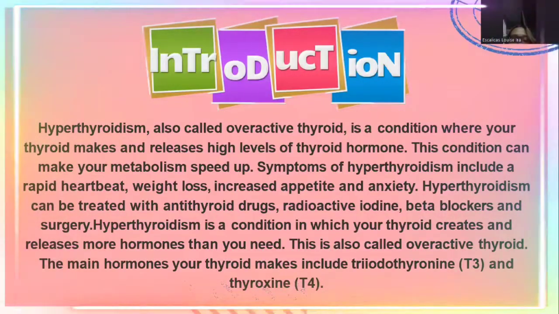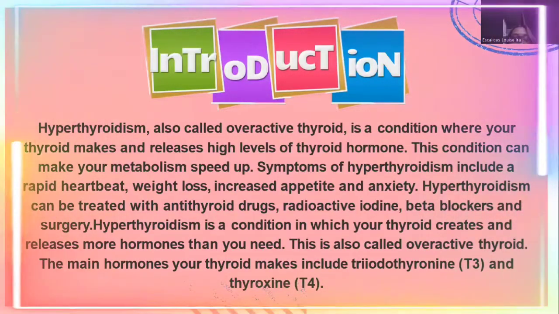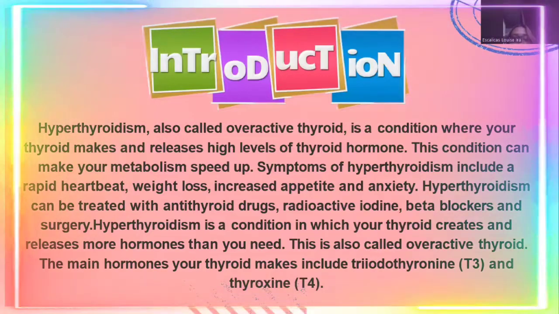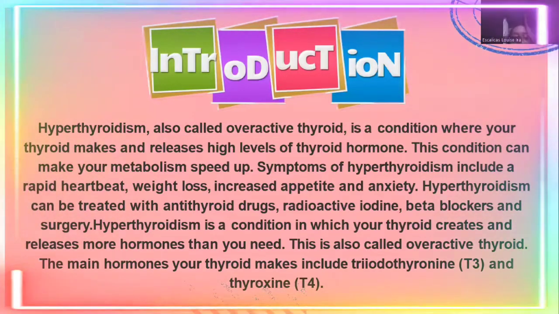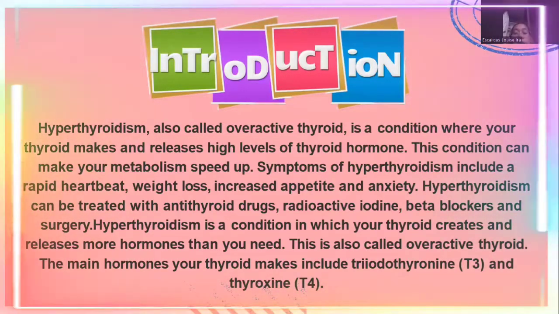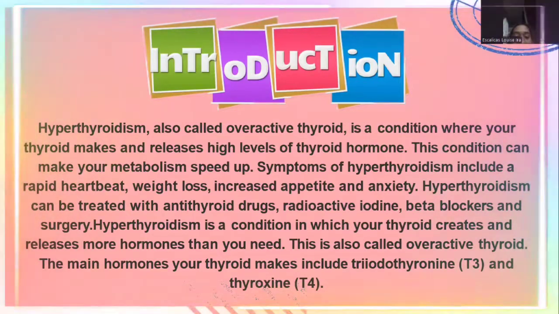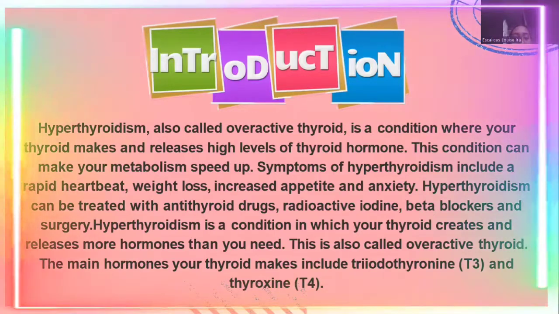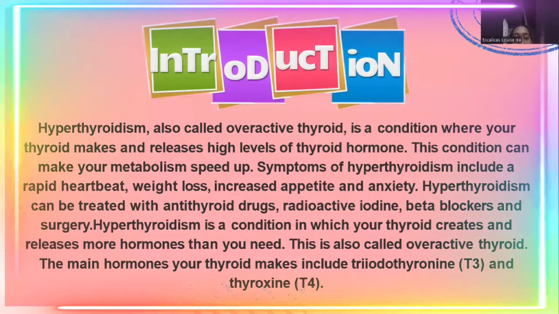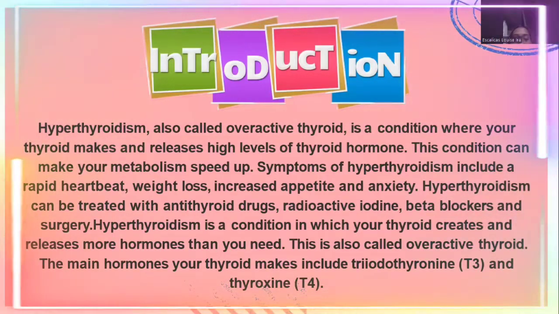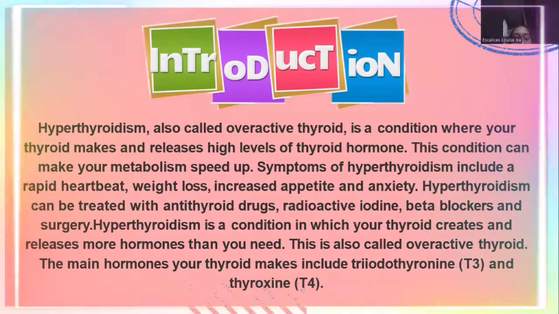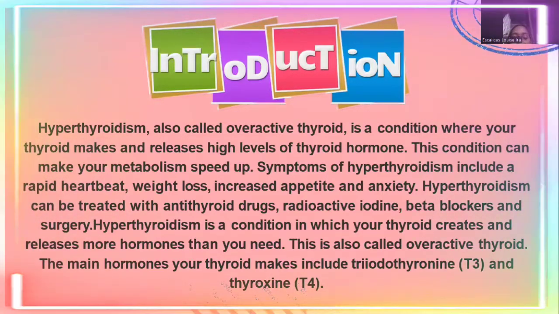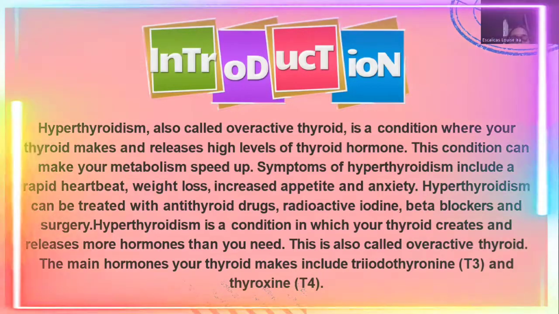For the introduction, hyperthyroidism, also called overactive thyroid, is a condition where your thyroid makes and releases high levels of thyroid hormone. This condition can make your metabolism speed up. Symptoms of hyperthyroidism include rapid heartbeat, weight loss, increased appetite, and anxiety. Hyperthyroidism can be treated by anti-thyroid drugs, radioactive iodine, beta blockers, and surgery.